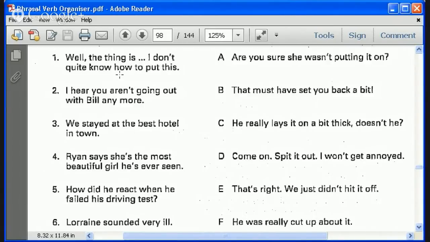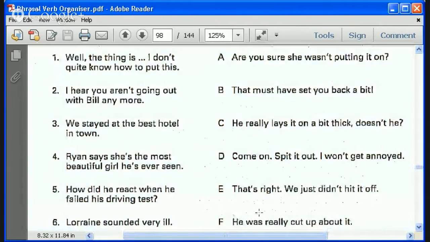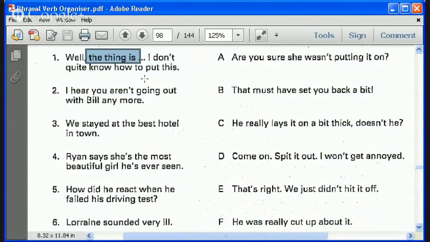Gregory, let's start with you. How would you answer if I said, "Well, the thing is, I don't quite know how to put this." Maybe if he was really cut up about it. I don't think so. Let's examine it a little closer. There's actually a couple of colloquial expressions here. The thing is, we say this when we're trying to stall, when we're trying to delay what we're saying. We even say it slowly sometimes with intonation: the thing is, actually, okay. And then, I don't know how to put this. I don't know how to say this. Another delaying tactic.